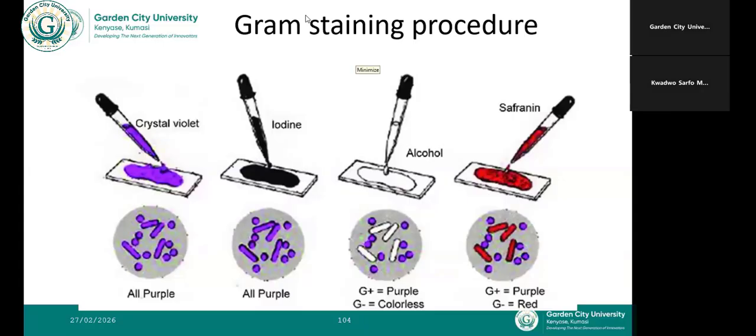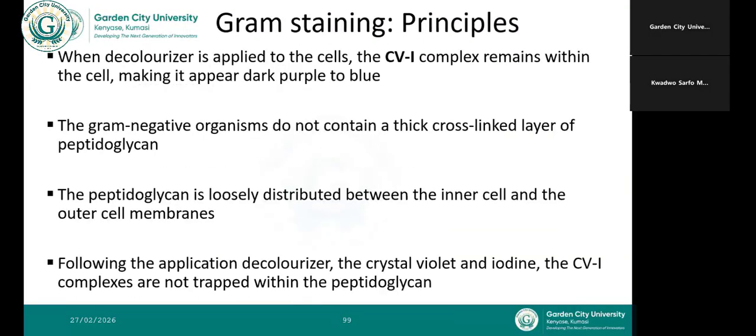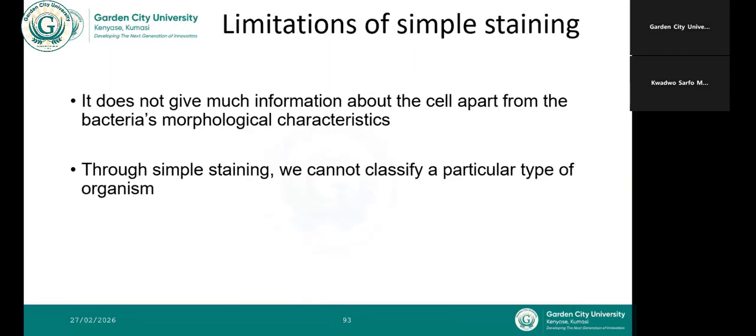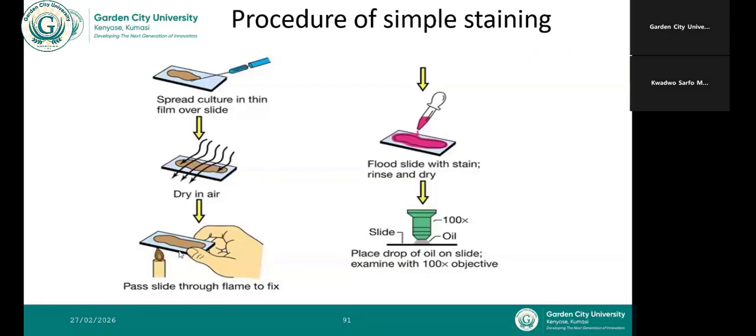The alcohol we are applying here, already we have heat fixed, so the bacteria cells are dead. Take note of this one. Here you want to impart color. We have already heat fixed to kill the bacteria. The purpose is to impart color. So when you apply the stain, the alcohol is to remove the stain.